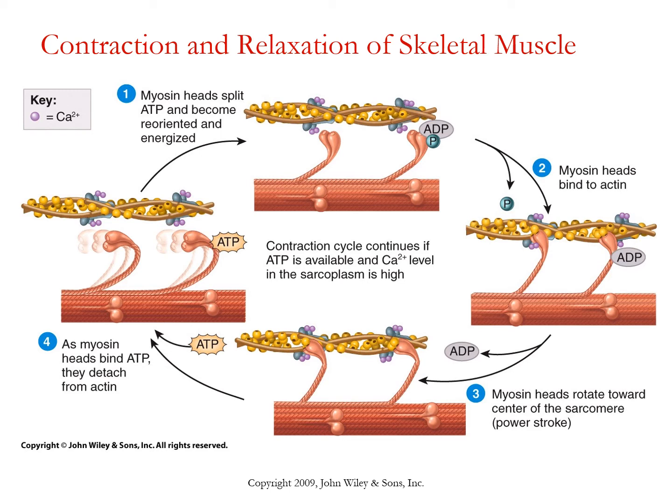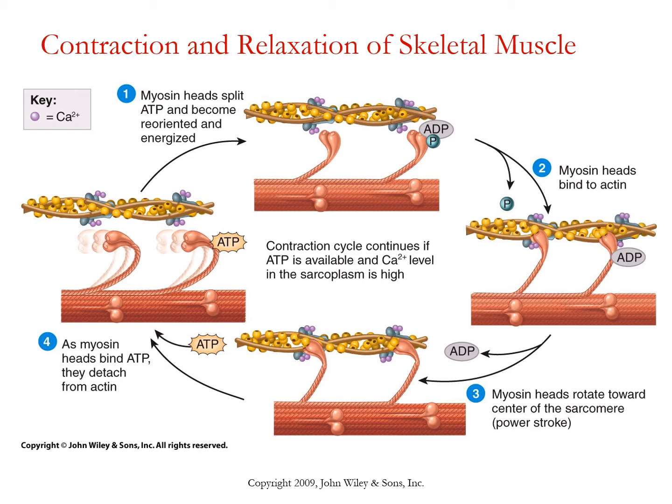In step 2, the myosin heads release the phosphate that changes the orientation of the myosin heads, and now they cock and attach to the revealed binding sites on the actin in the thin filaments, forming the cross bridge. In step 3, the ADP is released, and that causes the myosin head to rotate towards the center of the sarcomere, pulling the thin filaments towards the center. That is called the power stroke. It shortens the sarcomere if the resistance to shortening is overcome.